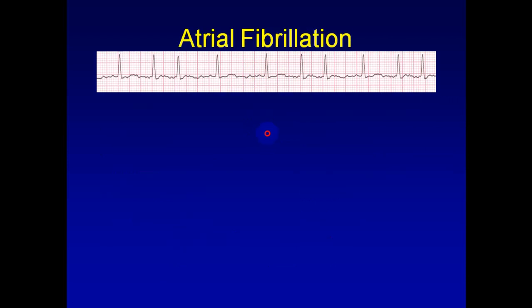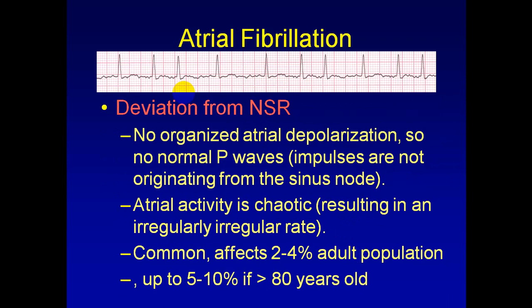What do we mean by atrial fibrillation? In atrial fibrillation there is no recognizable atrial depolarization. There is no P wave, so no normal P waves. Impulses do not originate in the SA node. With the SA node, there is a normal P wave and normal QRS, like a sinus rhythm. Atrial activity is chaotic, meaning irregular, in chaos, resulting in an irregular rate.